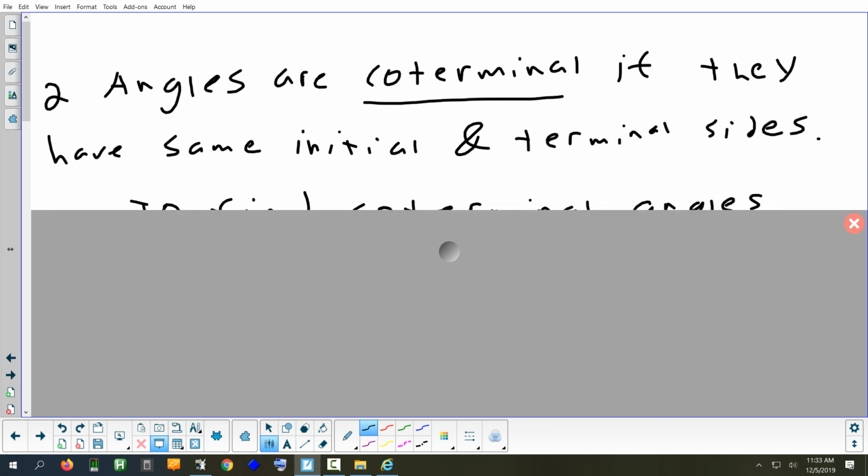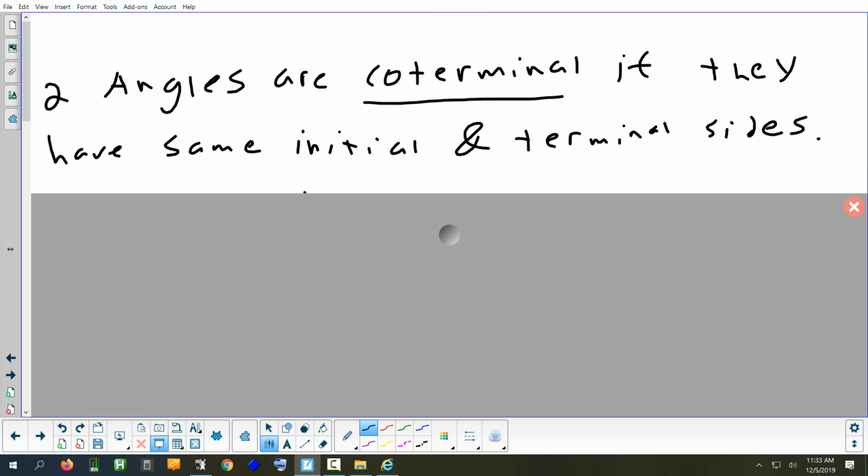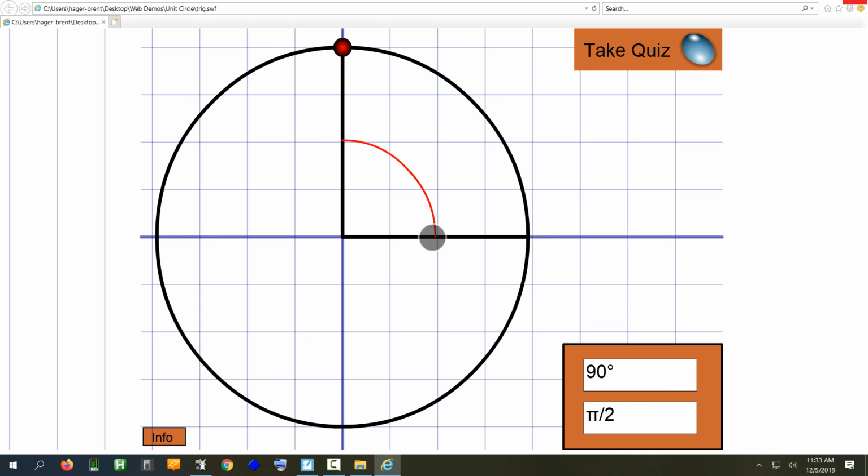And the name for that is coterminal. Coterminal: two angles that have the same initial and terminal sides. Look at it again. Initial goes right, terminal goes up. Put it at 450. Initial goes right, terminal goes up. Without that red spiral in there and without this number in the lower right, you wouldn't be able to tell the difference between 90 and 450. You can because of the red spiral thing.